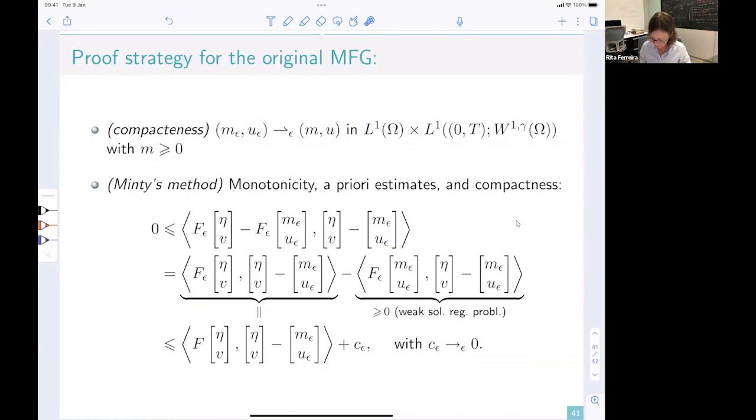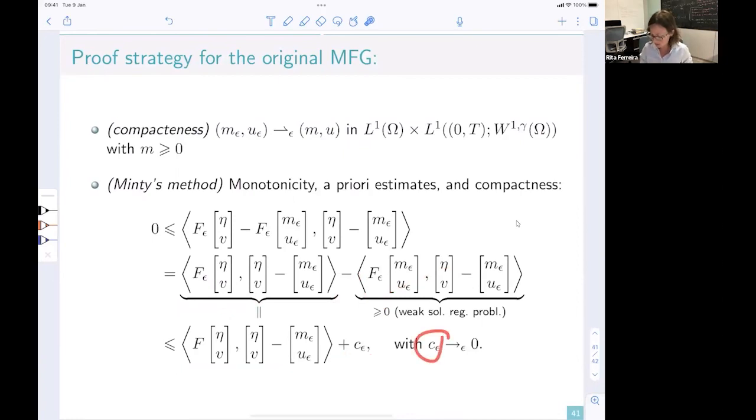because I have a weak solution to my regularized problem, I have a sign for this term. These were properties established for the strong solutions. It's not a strong solution, but it is an almost strong solution, and I have a sign. This is non-negative, so this is less or equal than 0. Then I look at this term. This I can discard. This one I can write as a term plus another one.